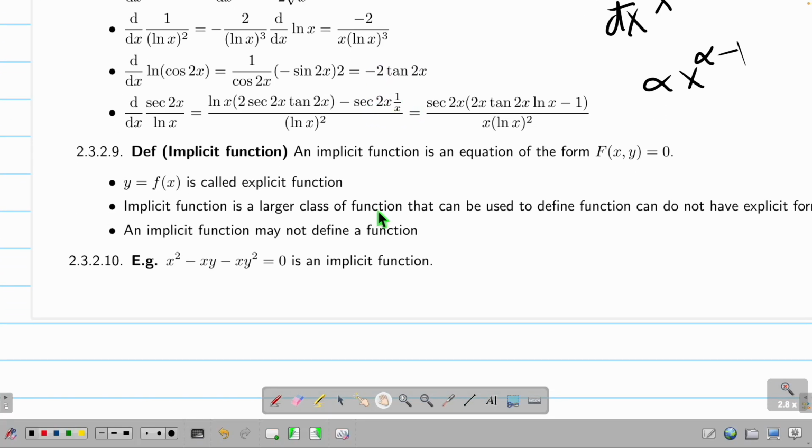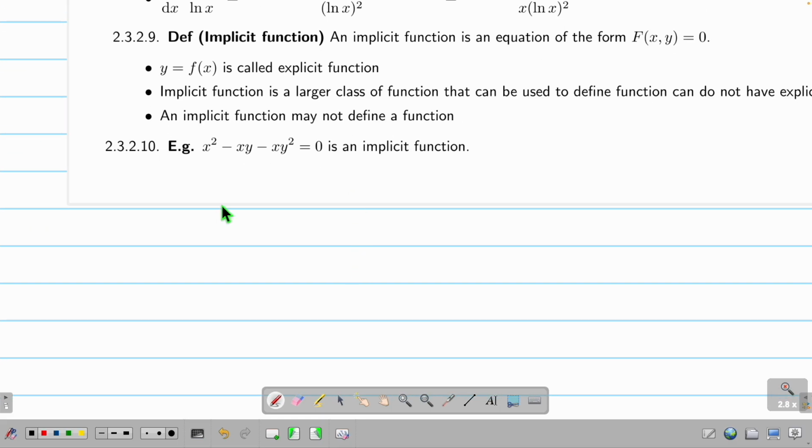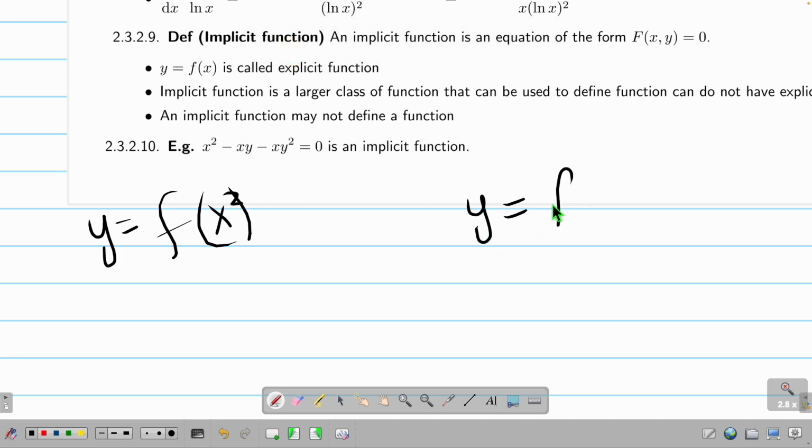Implicit differentiation. You do not need to know why this is working because it's outside the scope of this module. Suppose I want to find the dy/dx of this. How will you proceed normally? You will say, okay, I need to write y equals f(x). Too bad, you can't. For this kind of function, you cannot write y as something in x.